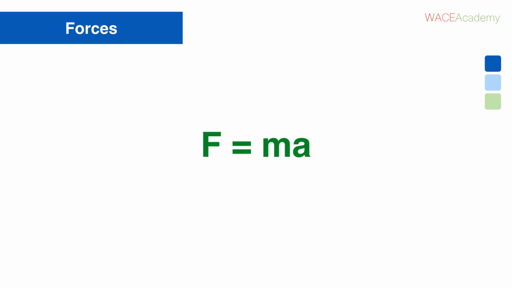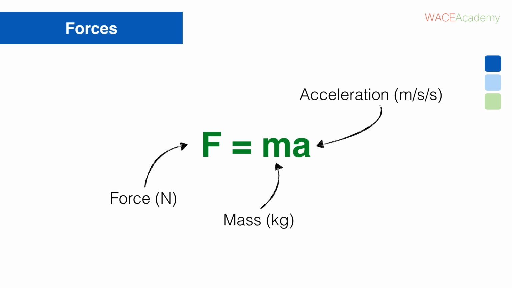F is equal to ma. This describes a force to be the size or magnitude as a product of the mass multiplied by the acceleration of the object. For example, the force needed to accelerate a 1 kilo object by 5 meters per second squared would be 5 newtons, 5 times 1.